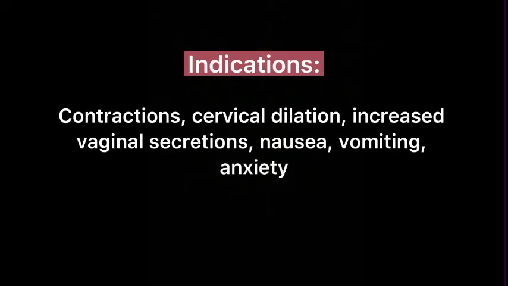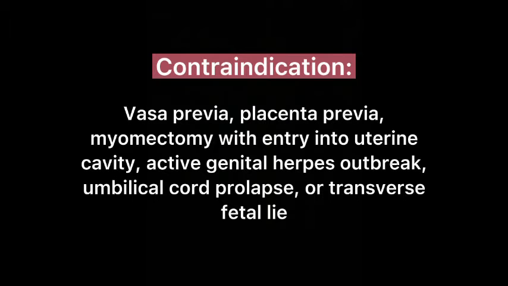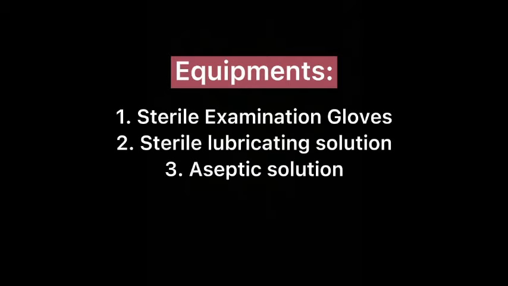labor. And for the indication, contractions, cervical dilation, increased vaginal secretions, nausea, vomiting, and anxiety. And for the contraindication, vasa previa, placenta previa, myomectomy with entry into uterine cavity, active genital herpes outbreak, umbilical cord prolapse, or transverse fetal lie. And for the equipment, sterile examination gloves, sterile lubricating solution, and aseptic solution.